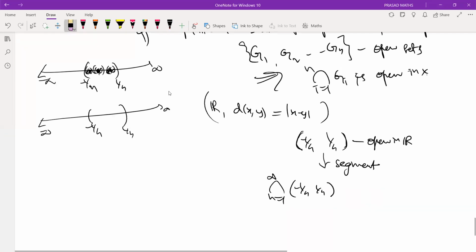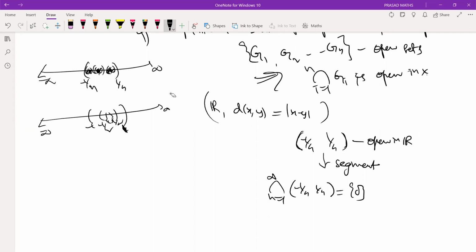Suppose n is 1. What is my first set? Minus 1 by 1, 1 by 1, means minus 1, 1. What is my second set? Minus 1 by 2, plus 1 by 2. Next, minus 1 by 3, plus 1 by 3. So they are nested to 0, they are squeezed to 0. Therefore, this is nothing but the zero set.